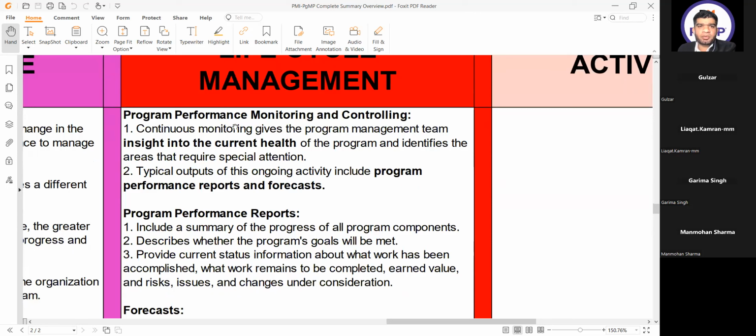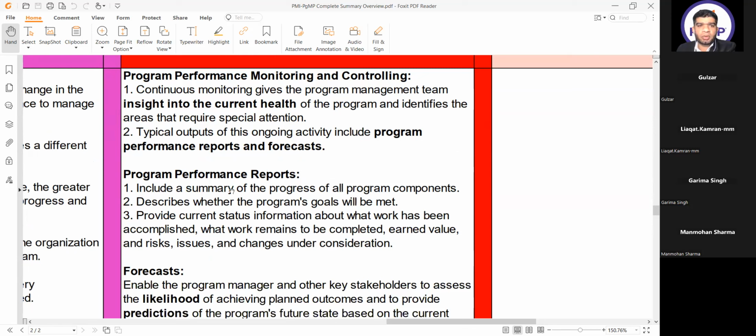Then we have program performance monitoring and controlling. Continuous monitoring gives the program management team insight into the current health of the program and identifies the areas that require special attention. Typical outputs of this ongoing activity include program performance reports and forecasts.